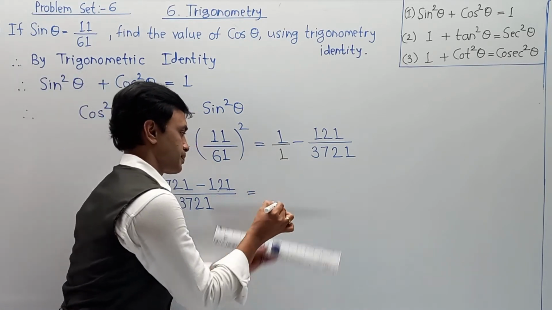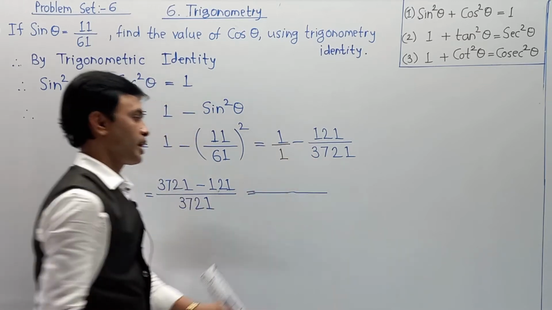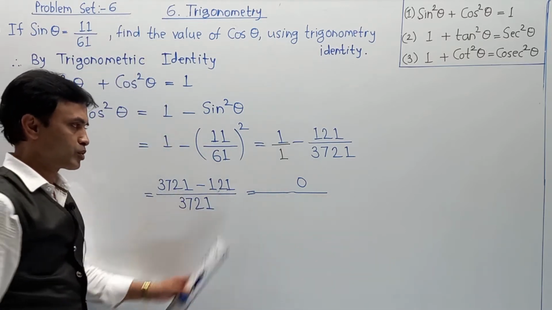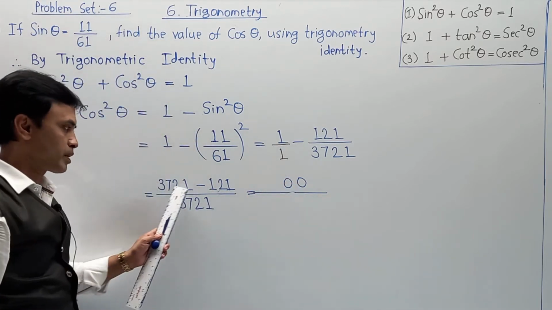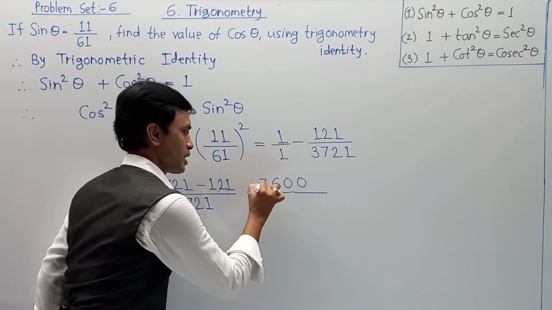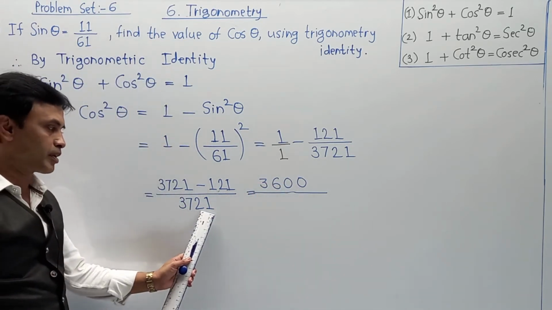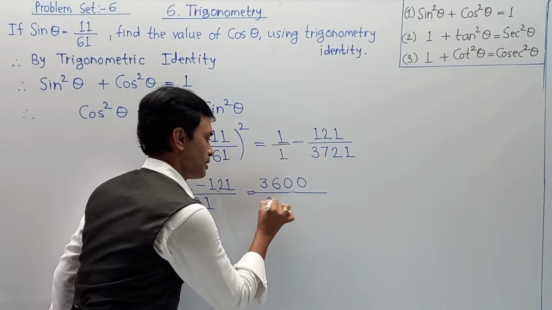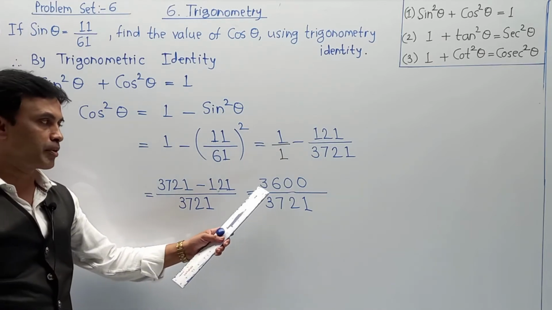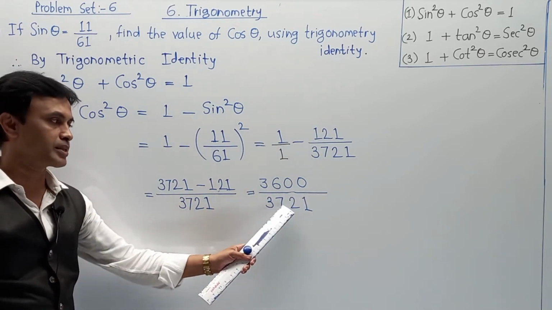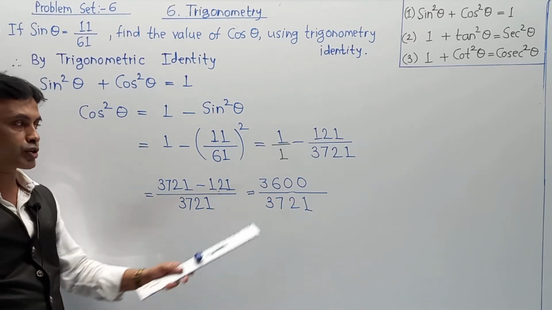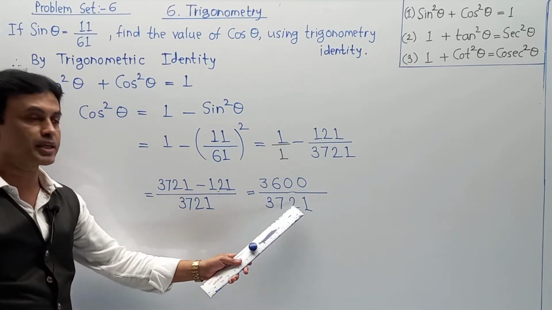So the next step is the subtraction: 1 minus 1 is 0, 2 minus 2 is 0. Now 7 minus 1 is 6, and 3 is as usual. Total divided by 3721. In this way, you are able to write this simplification as 3600 divided by 3721. Now, this is the value of cos square theta, and cos square theta is 3600 divided by 3721.